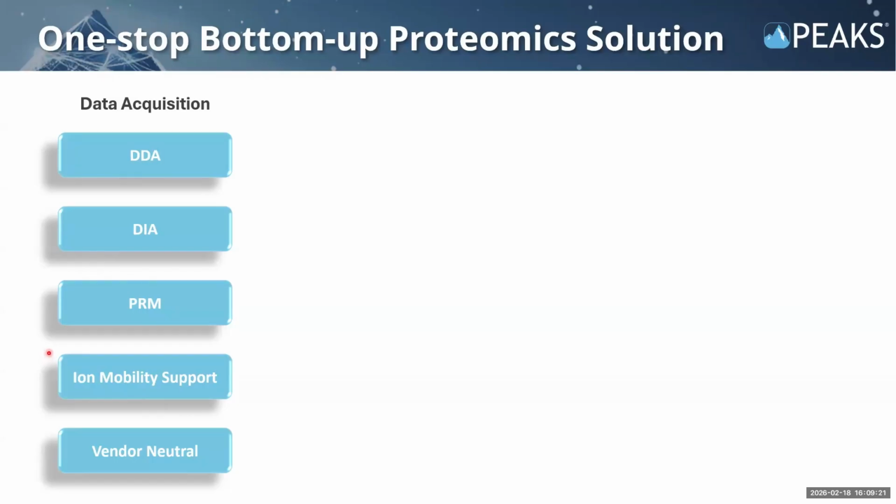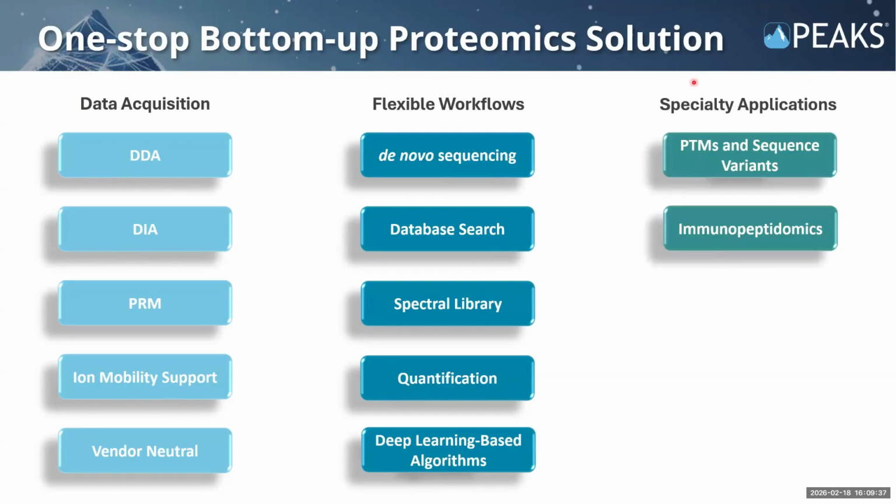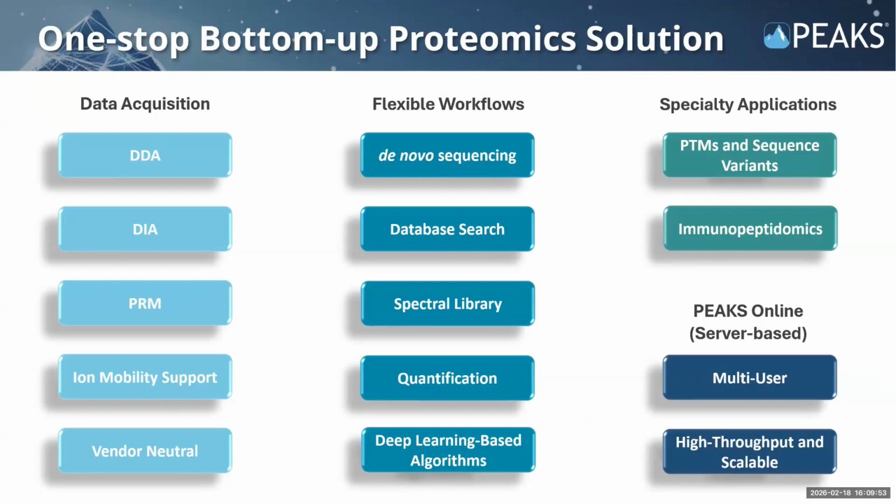Now we have many flexible workflows, and really de novo sequencing is what powers Peaks, and it enables identification beyond database search constraints. So this allows us to have some pretty cool specialty applications, such as searching for PTMs or sequence variants, as well as we do also provide quantification tools supporting both DDA and DIA datasets. Now for Peaks Online, it is our server-based solution, and it is also multi-user as well as scalable.